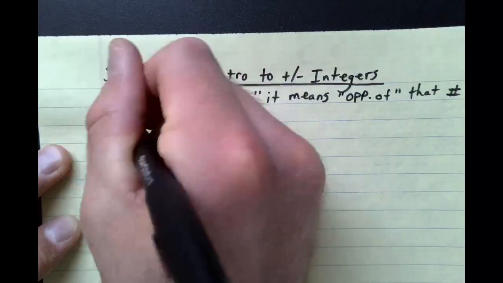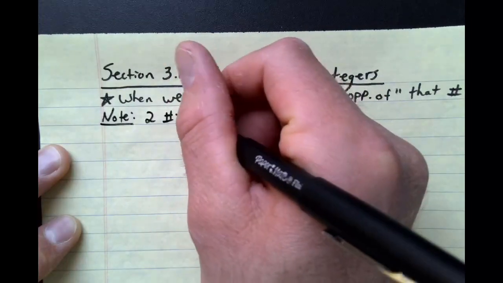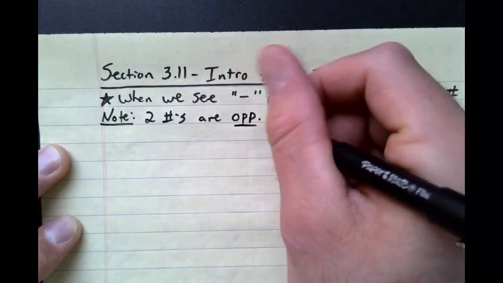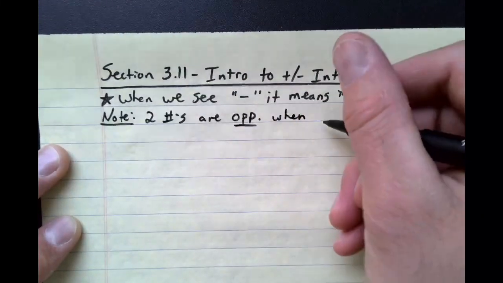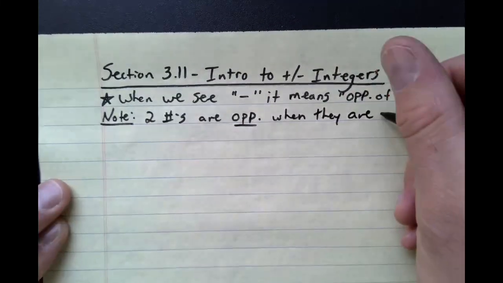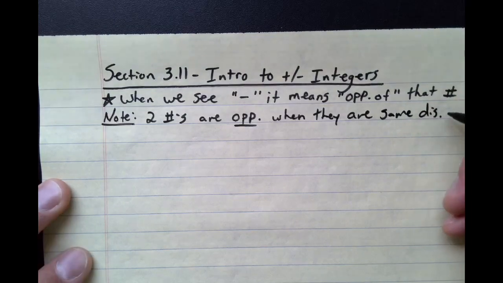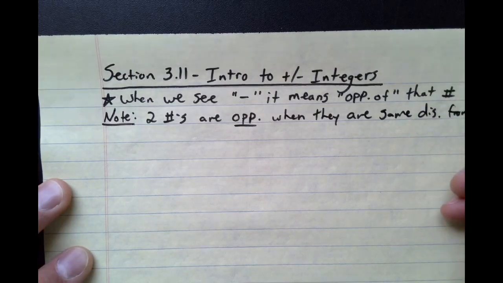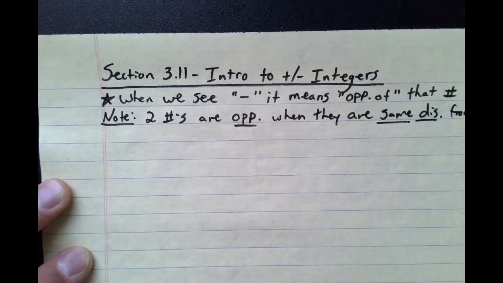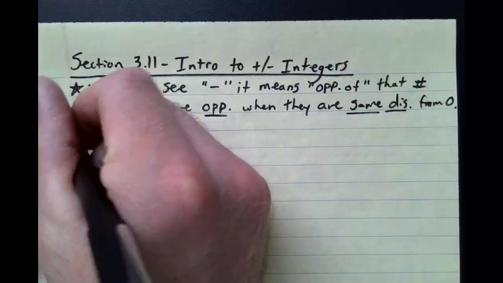For example, note two numbers are opposite when they are the same distance from zero. So two numbers are opposite when they're the same distance from zero. Okay, so let's take a look. Let's see what this looks like.